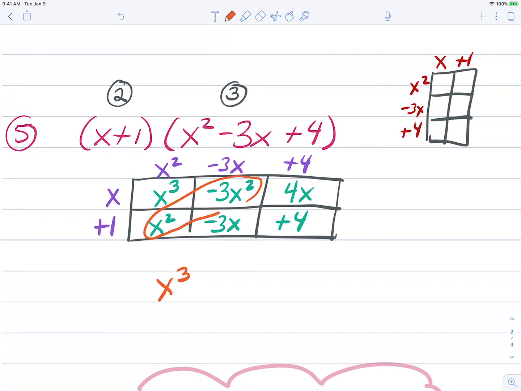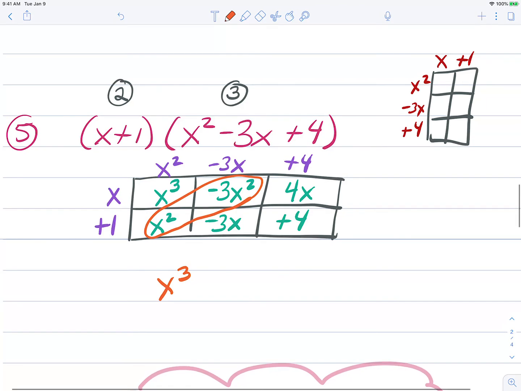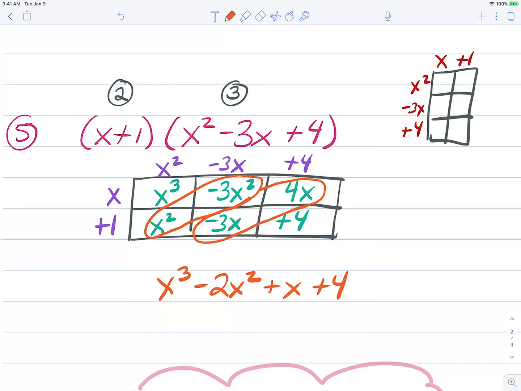These are both x squareds. This is going to be one of those nice things about the box. A lot of times in the diagonals, the like terms are together. So you don't lose any of your like terms either. So negative 3x squared plus x squared is a negative 2x squared. 4x's minus 3x's gets you 1x, and we have the constant plus 4. So that is multiplying that binomial times the trinomial.